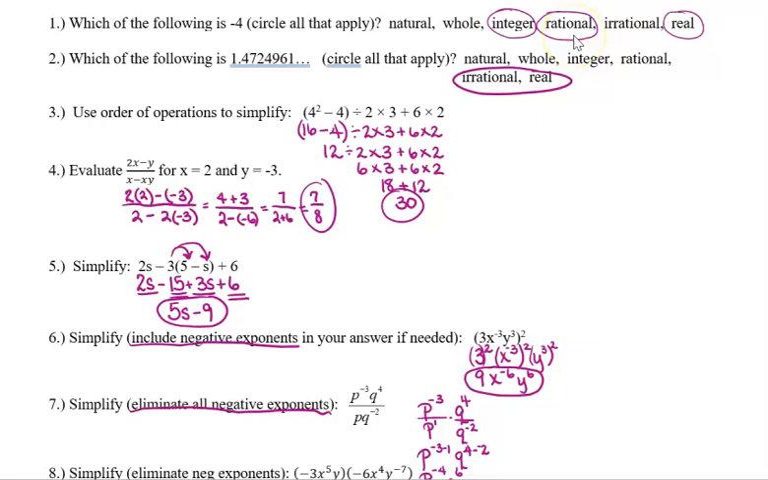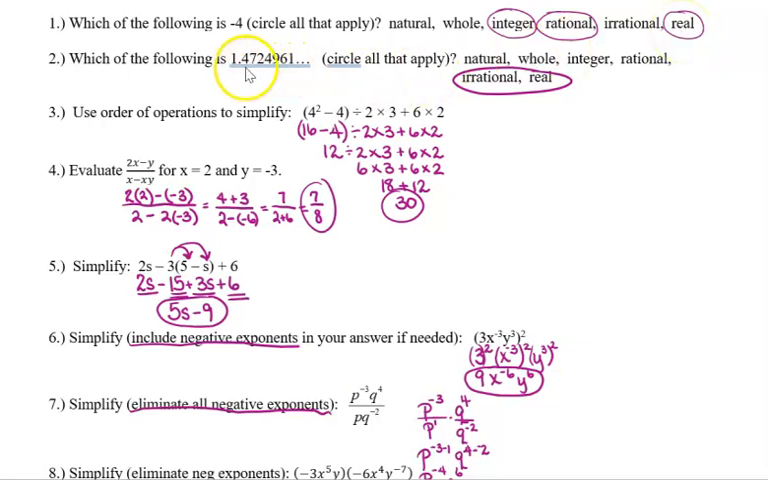Rational is anything that can be written as a ratio. So -4/1 could be written as a ratio. Now remember, it's either rational or irrational, not both. So irrational is when it is non-repeating and non-terminating. -4 definitely terminates. And it is real because it doesn't have any imaginaries in it.